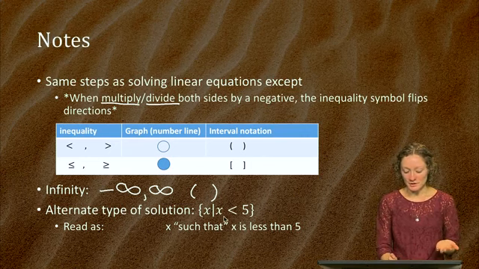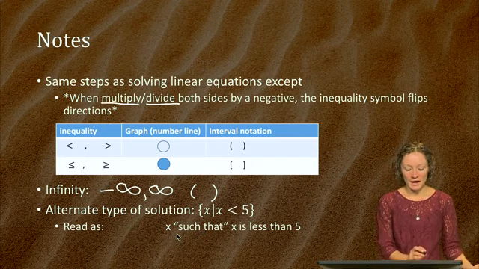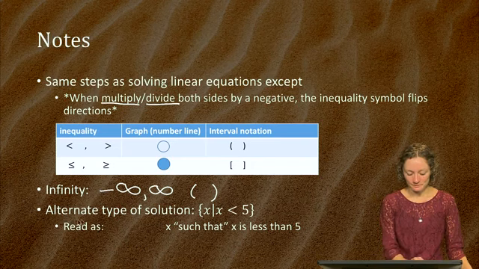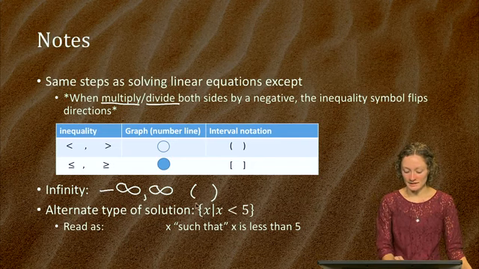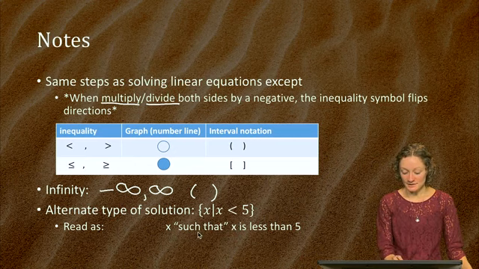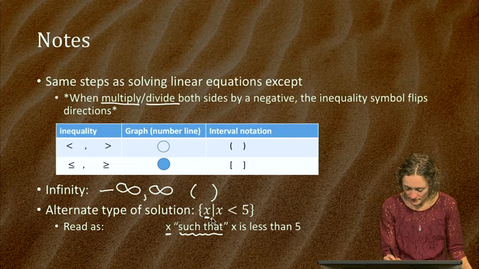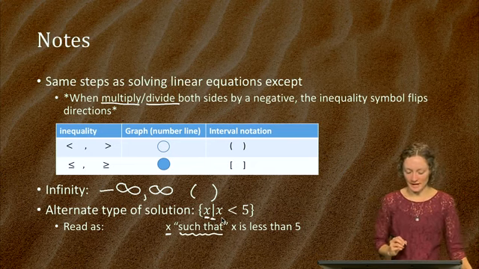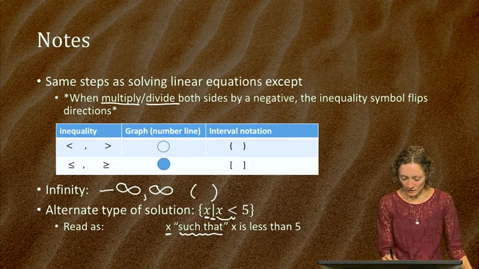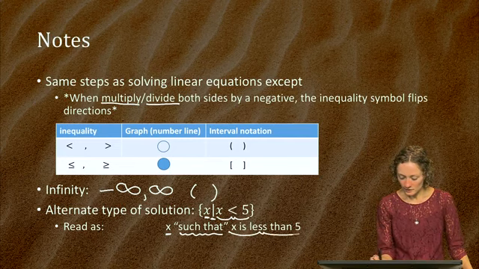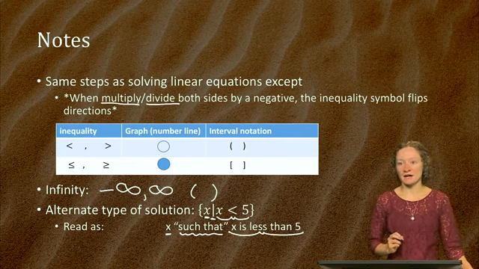And then just as a side note, you might see something like this in the homework system. I'm not going to ask for a solution in this format, but you might see it this way. An alternate type of solution looks like this. It's inside these curly brackets, and it's read as x such that x is less than 5. So we have x here, this little stick line means such that, and then the inequality itself: x is less than 5.